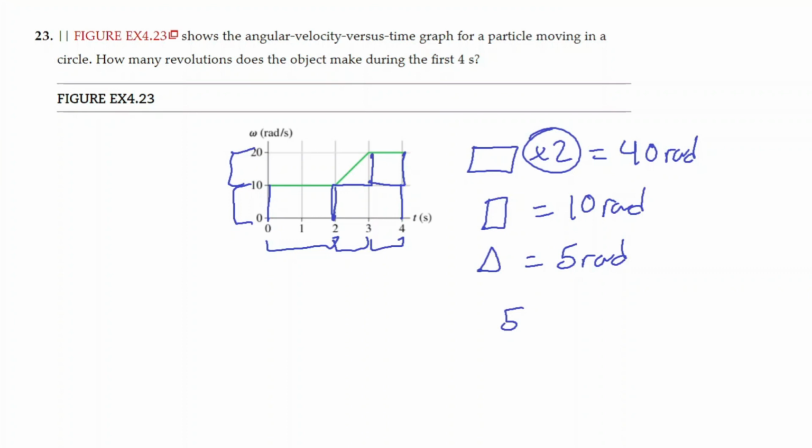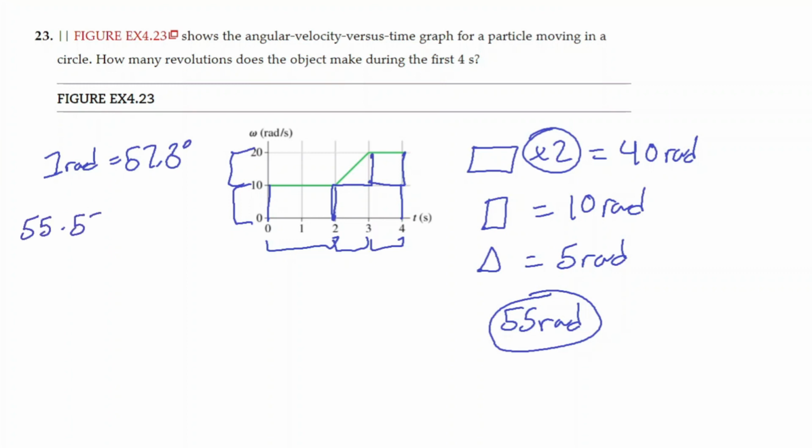Now, if you add that all together, you get 55 radians, which is the displacement over the 4 seconds. Now we want to turn 55 radians into a unit of revolutions. We know that 1 radian is equal to 57.3 degrees. All we need to do is multiply 55 by 57.3, and we get 3,151.5 degrees, which is our displacement over 4 seconds.